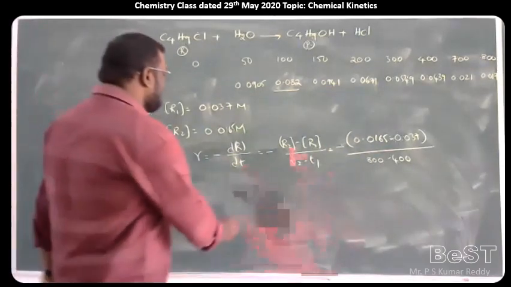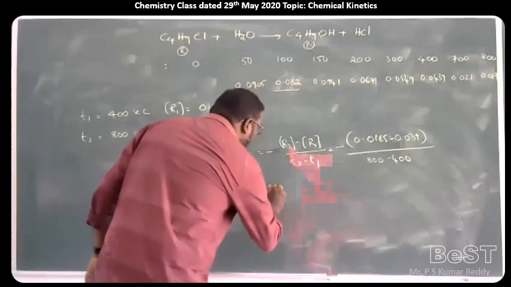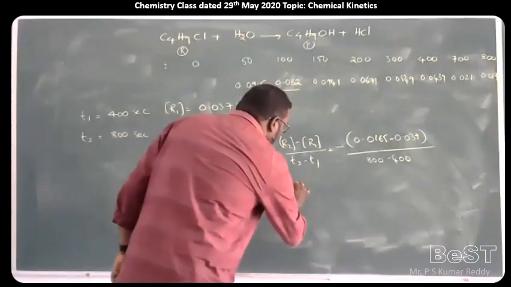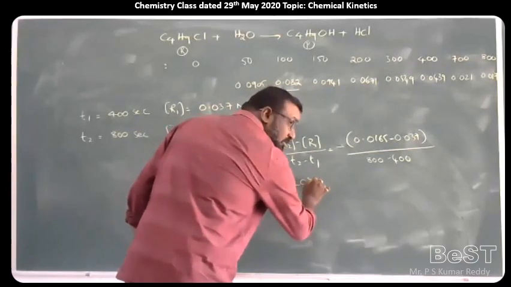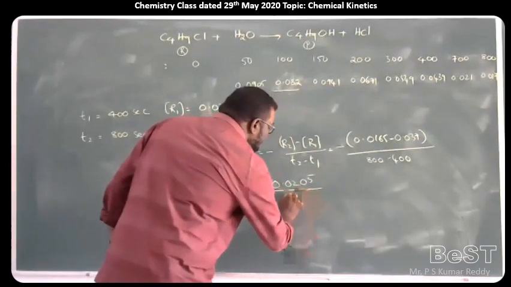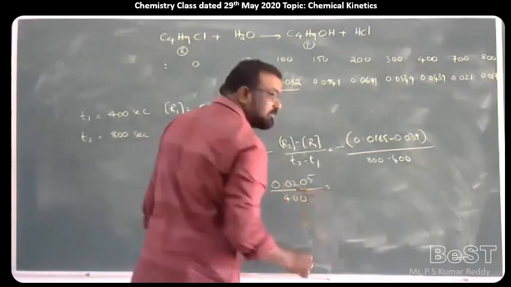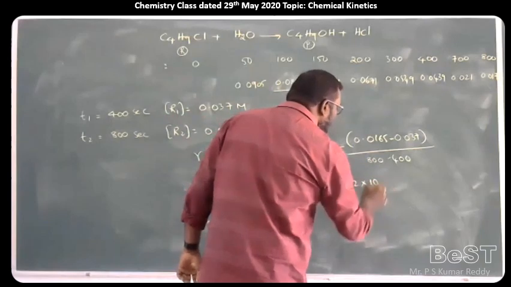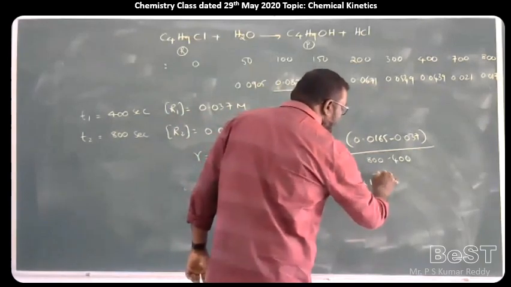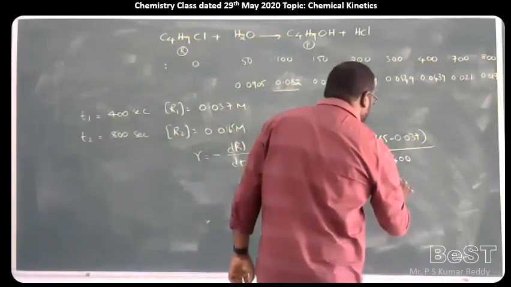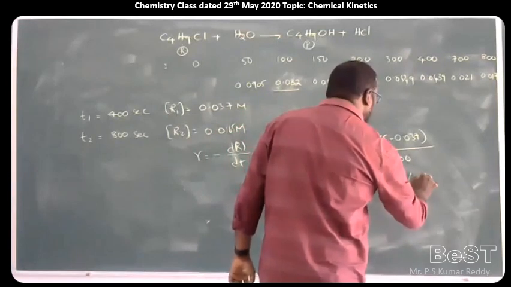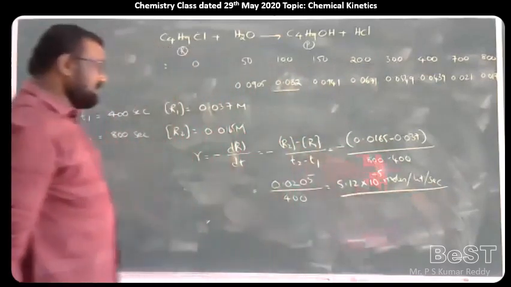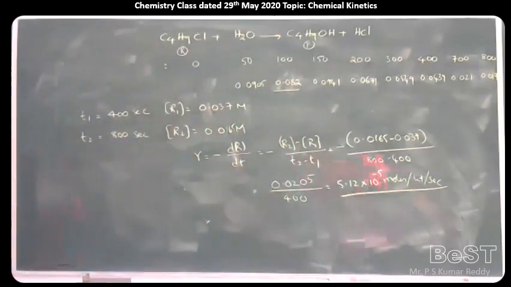What is this value, ma? 0.0205 by 400, which is 5.1 into 10 to the power of minus 5 moles per liter per second. So this is the instantaneous rate of reaction.